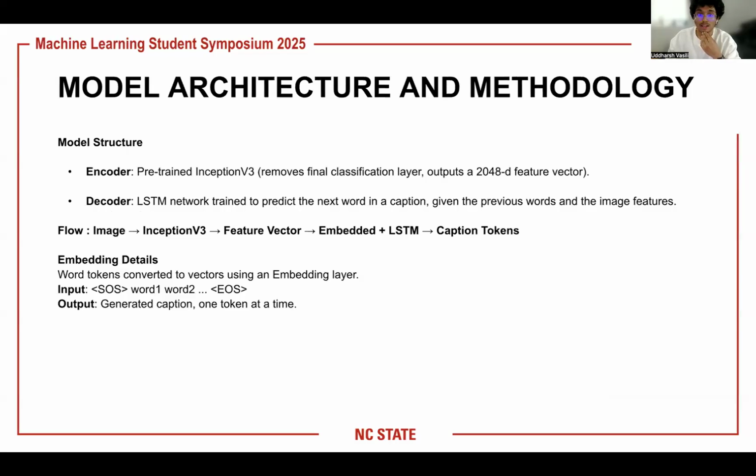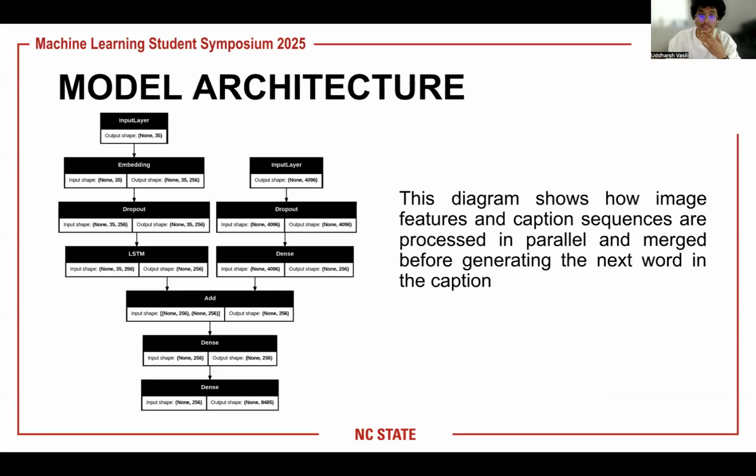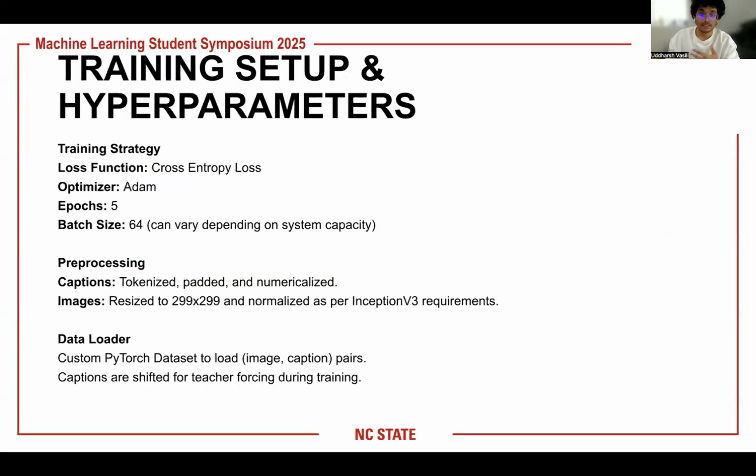To talk a little bit about the model architecture, our model has two main parts. One being the encoder, where we used a pre-trained Inception V3 model to extract a 2048 dimensional feature vector, and a decoder, which is an LSTM network that takes in those features and learns to predict each word in the caption sequence. So a bit about the architecture diagram. It's basically a visual showcasing how the image features and caption tokens are processed and combined. The model generates one word at a time, using both image context and previously predicted words.